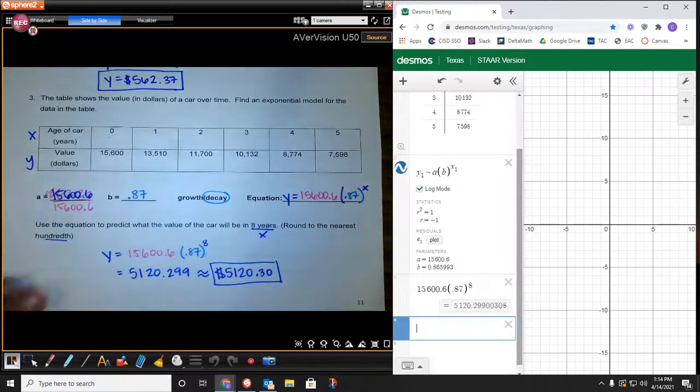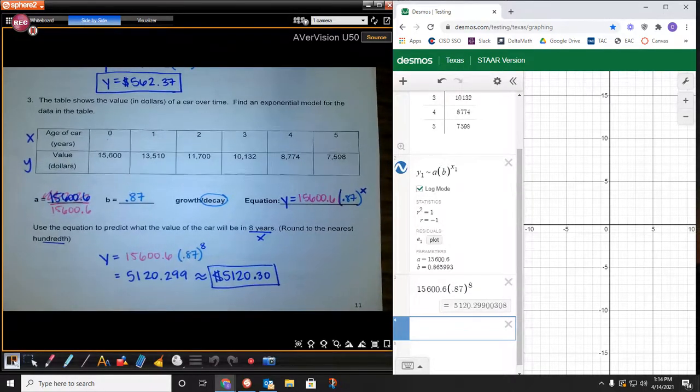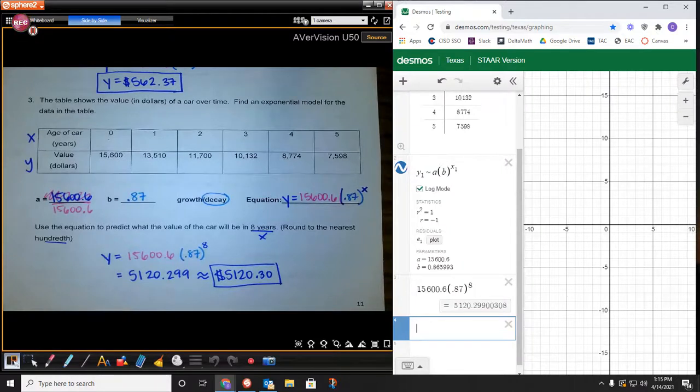So there we go. So this is just a quick video for how you can do this in Desmos if you do not have a graphing calculator at home.